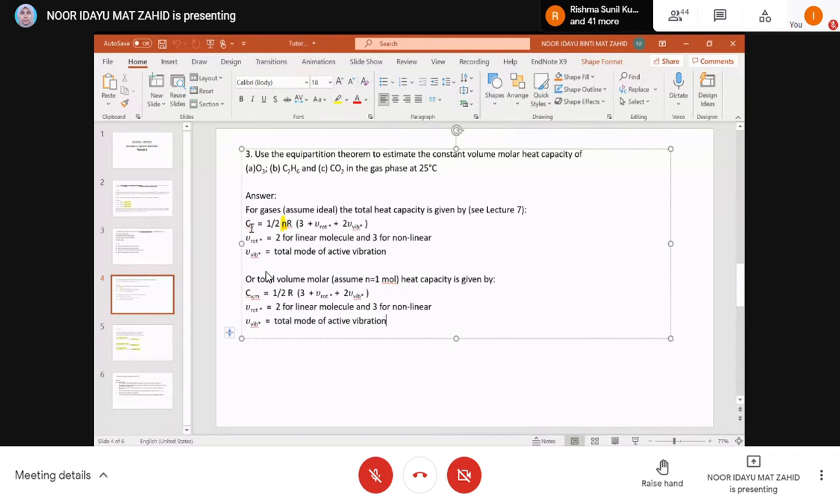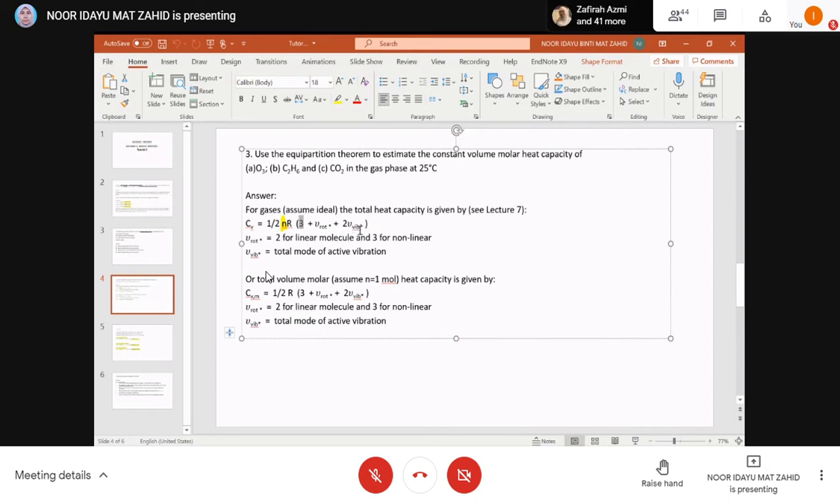CV, which represents heat capacity at constant volume, will be equal to 1 over 2 nR multiplied by 3. The 3 comes from the translational mode of motion, the x, y, z description of the position. Usually at 25 degrees Celsius, most molecules will have translational modes of motion. And then you have to add the rotational mode contribution, denoted by nu rot, plus 2 nu vib for vibrational.